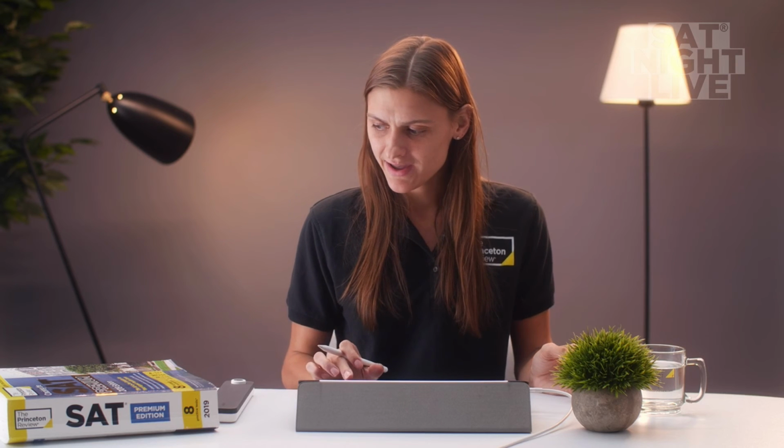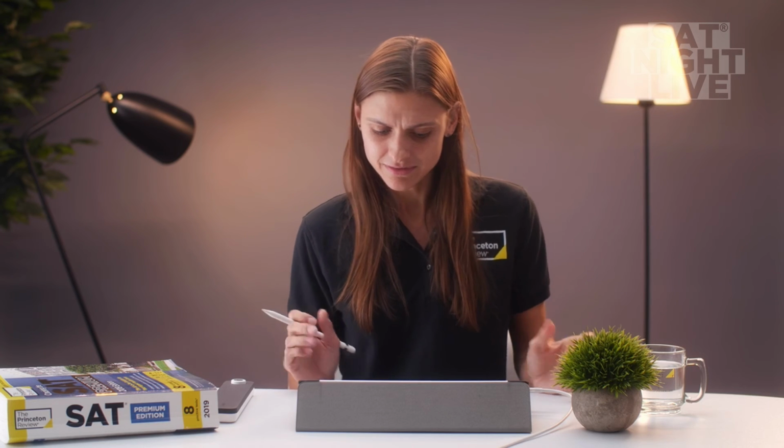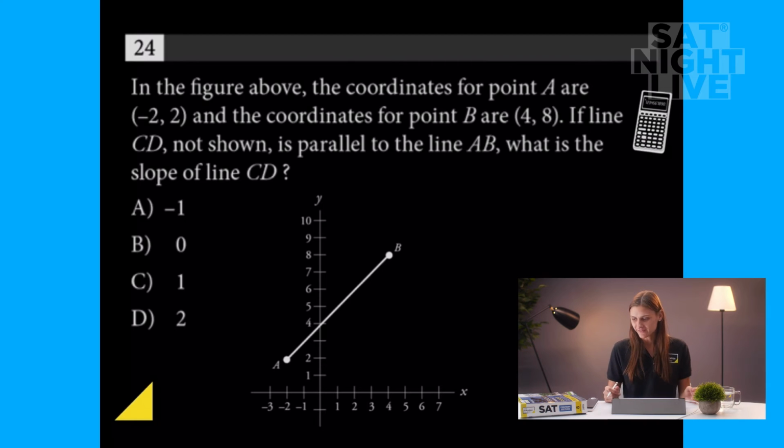So let's try another, little bit trickier maybe for some of you. So 24 says, in the figure above, the coordinates for point A are -2, 2, and the coordinates for point B are 4, 8. If line CD, not shown, is parallel to line AB, what is the slope of CD? So we're looking for the slope of CD. And it's some imaginary line, it's not there, we know nothing about it.